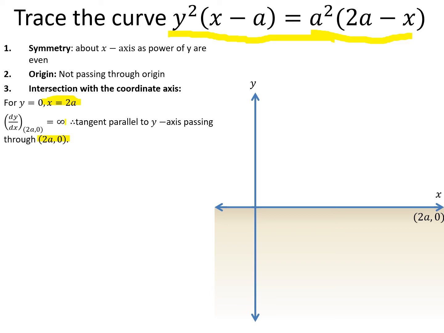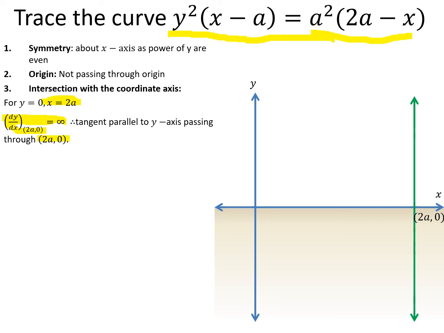Okay, so here you will get dy by dx is equal to infinity at this point. And if it is infinity, I already explained in lecture number 1 that if dy by dx, that is the slope of the tangent, is infinity, then the tangent is parallel to the y-axis. So at the 2a, 0 point here we will show our tangent. At (2a, 0), the tangent is parallel to the y-axis. This green line denotes the tangent at the (2a, 0) point.